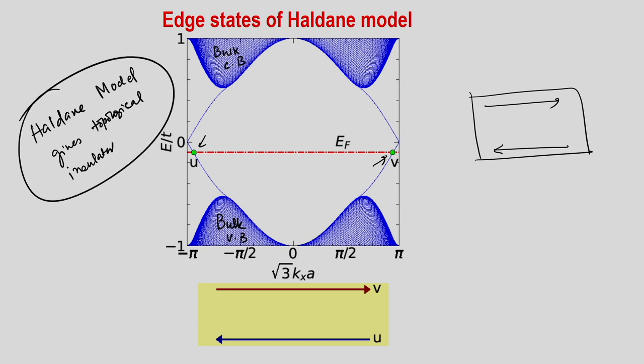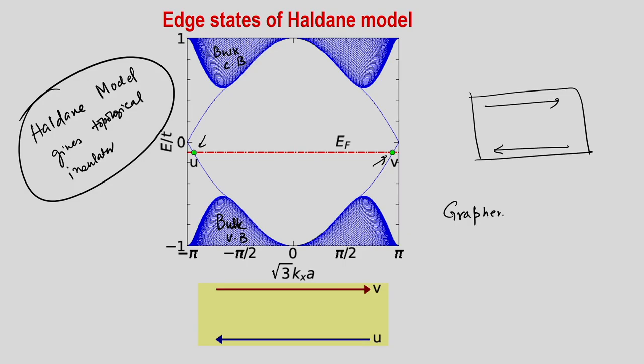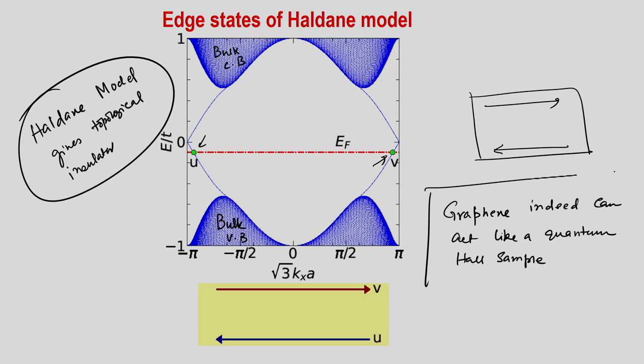In fact, we wanted to find that one can make graphene topological by adding some terms. It's not only adding some terms, it's like destroying certain symmetries. By destroying certain symmetry, we can make graphene act as if it's a quantum Hall sample. Okay, so graphene indeed can act like a quantum Hall sample.